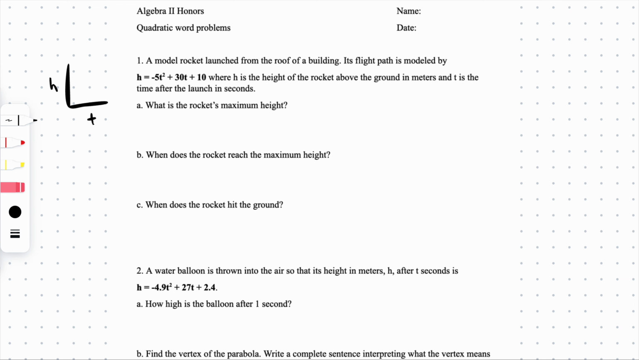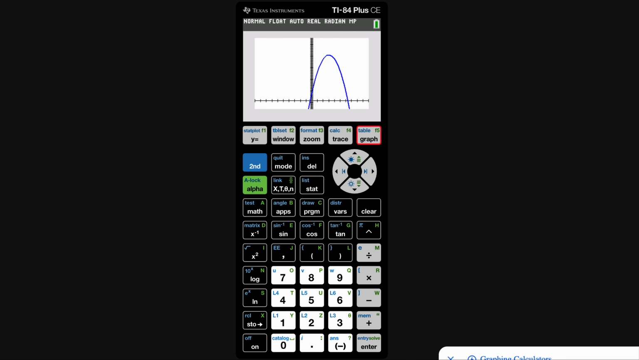So we're asked, what is the rocket's maximum height? Now, in this case, we can see our rocket is launched here. It's starting a little bit above our ground. It's actually starting at 10 meters, I believe it is. And we're launching it into the air, and it goes up, and it goes up, and then it comes down. Okay, so we're asked for the maximum height, which is going to be around here.